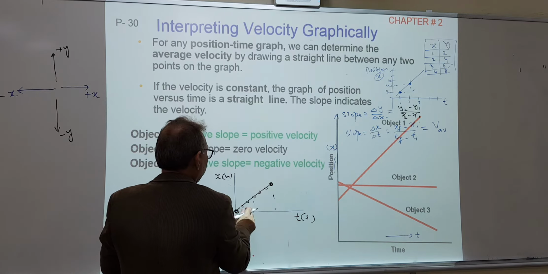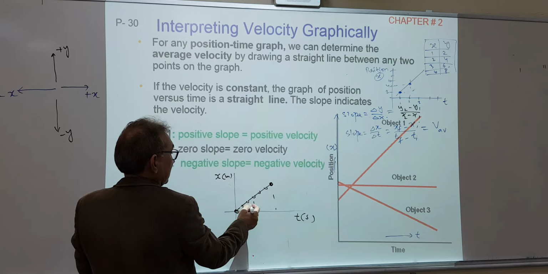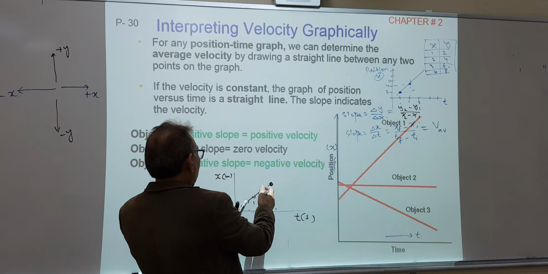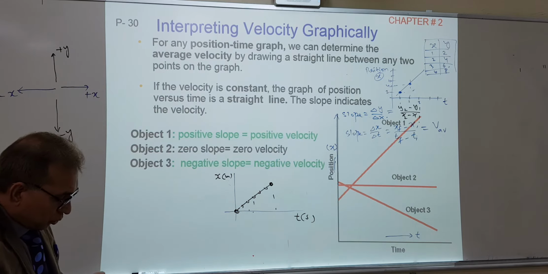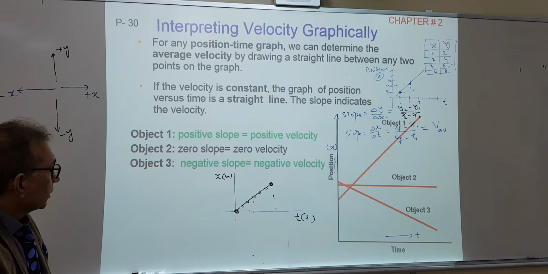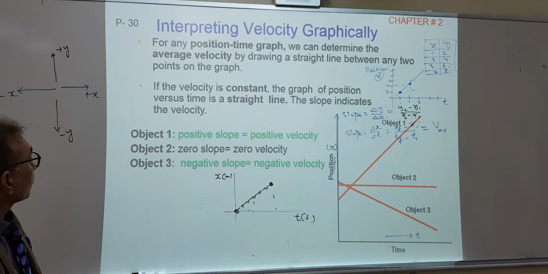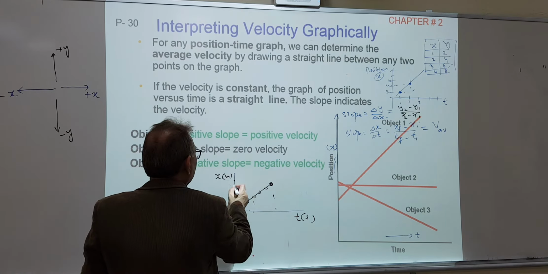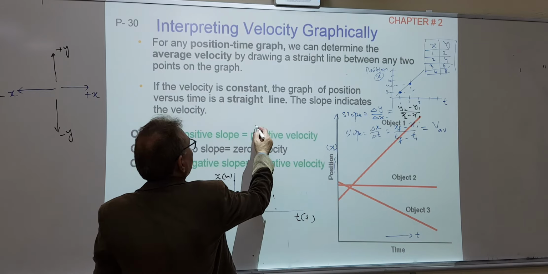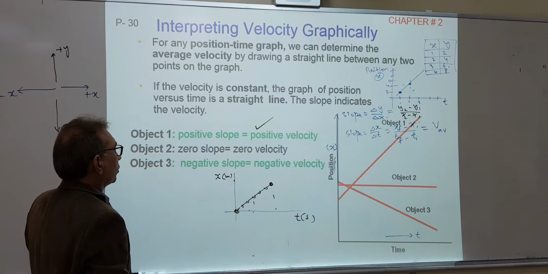For all times between this and this, you'll be having the same slope. Even if you take these two points, whatever two points you take, you will get the same slope. Now, if you have this one, final minus initial, you will get the positive slope and positive velocity.